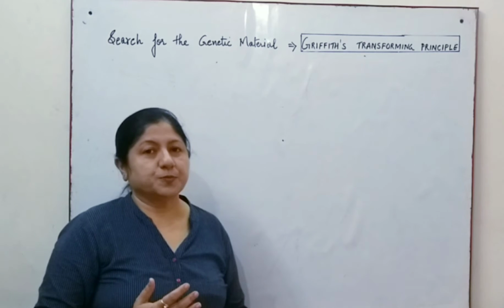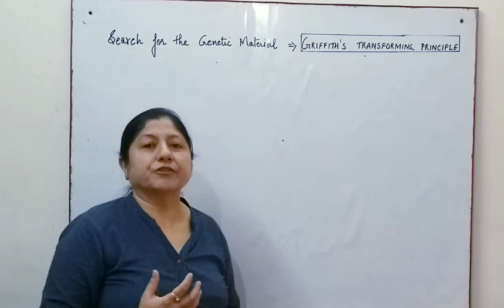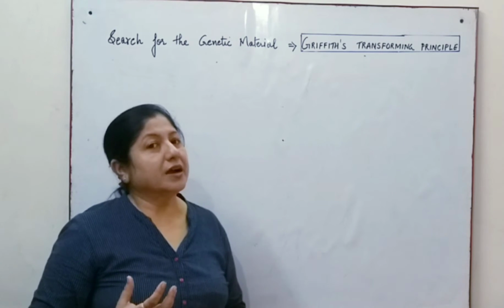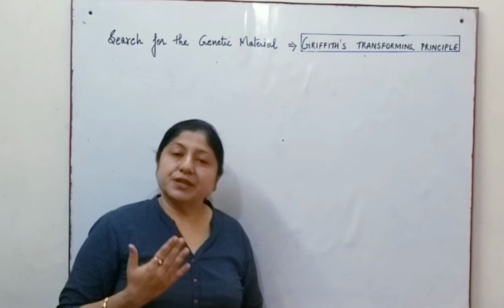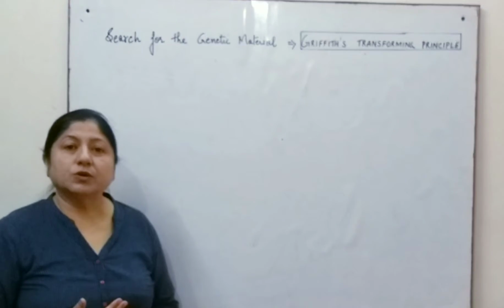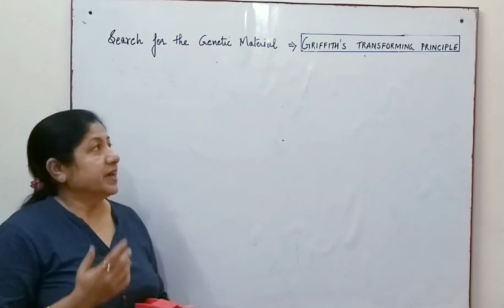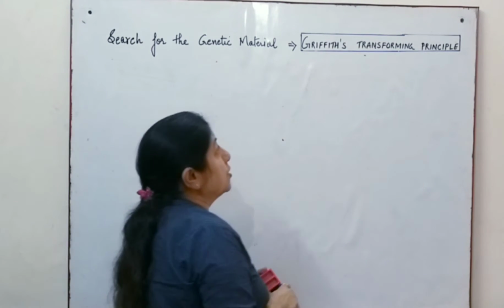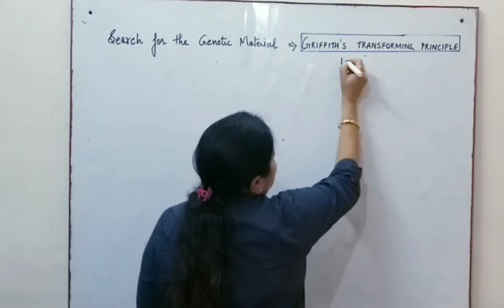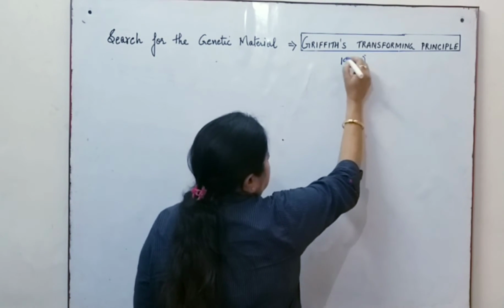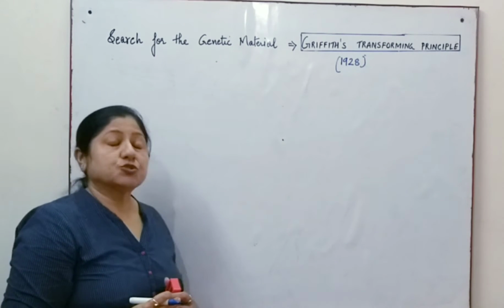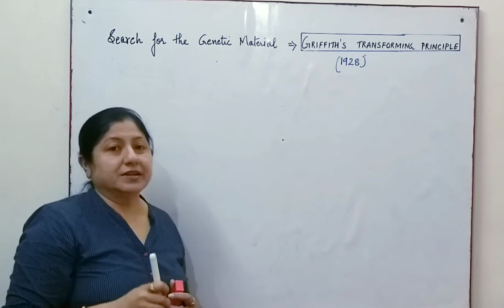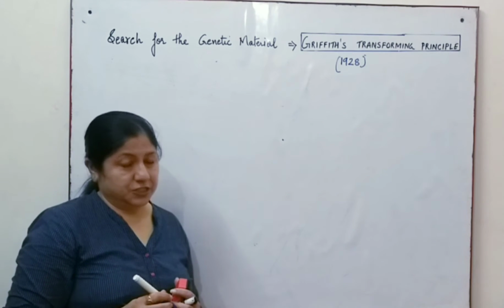Through the experiments done by Mendel and Morgan, it was established that chromosomes are the genetic material. But the real nature of the genetic material was still unknown. The experiment done by Frederick Griffith in 1928 proved that DNA is the genetic material. So, Griffith's transforming principle is an important experiment in our understanding of the genetic material.